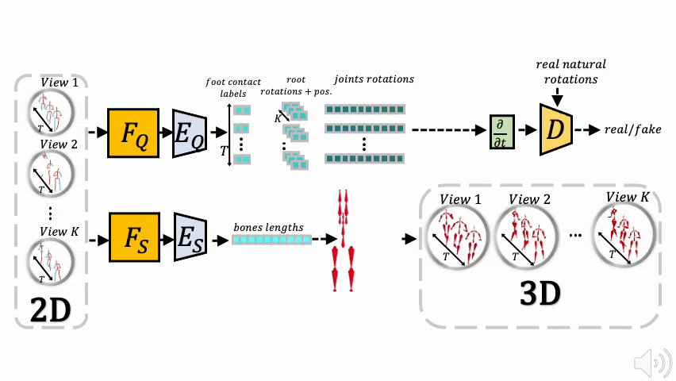The output of both encoders is used in a forward kinematics layer that computes the estimated 3D joint positions related to each view. These 3D positions are compared to the ground truth during loss computation.